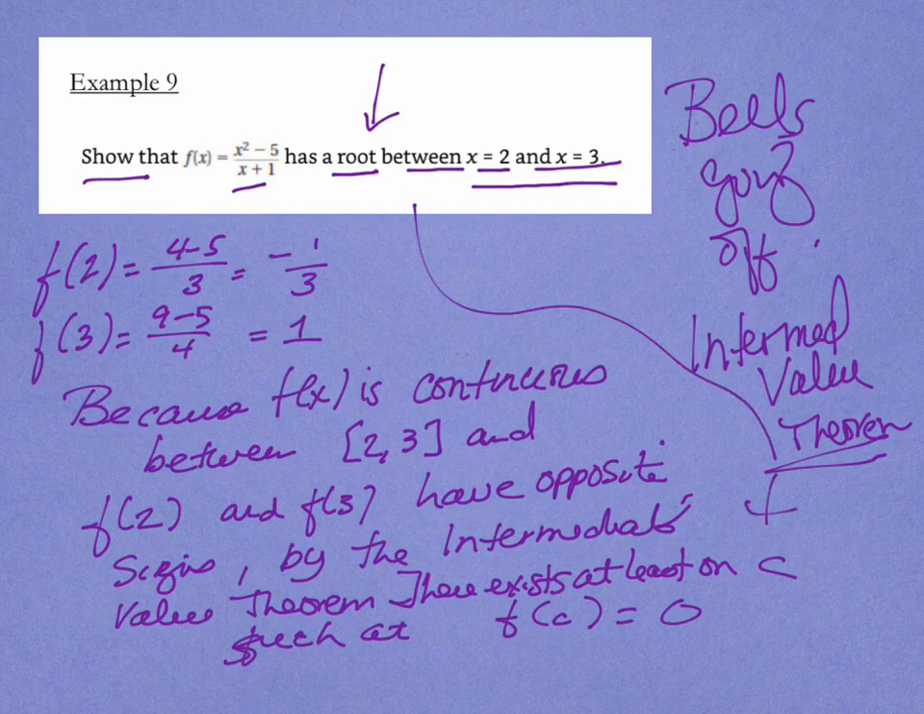First, you have to make sure it's continuous, and it is, because it's only discontinuous at -1, and then f of 2 and f of 3 have opposite signs. So by the intermediate value theorem, there's at least one c on the interval. You could say on 2, 3, probably better here, such that f of c equals 0.